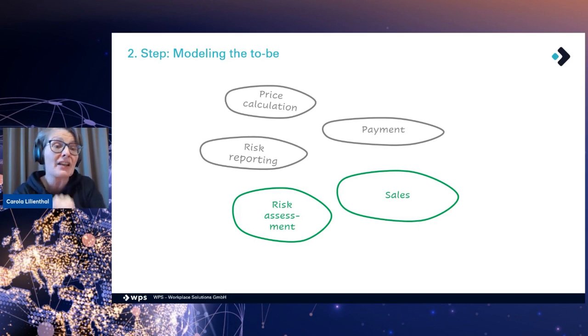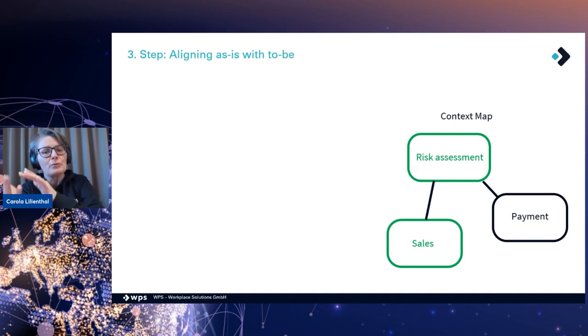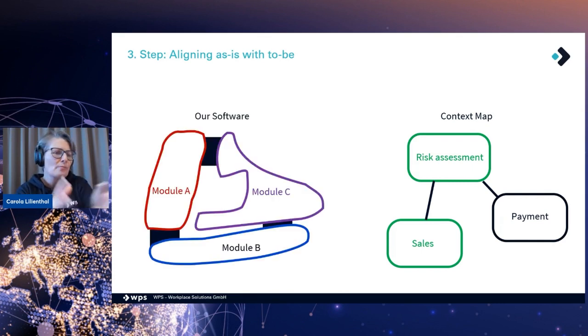Unfortunately, this structure of subdomains often does not fit together with the source code of the legacy system at all. So we have to get into step 3, aligning as-is with to-be. If we have identified the subdomains with our domain experts and compiled them into our context map, we can start this alignment. On the one hand, we have the to-be structure of our system in the context map. And on the other hand, we have a software system with probably several modules. Let's call them module A, B, and module C.